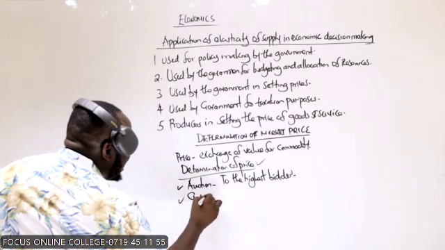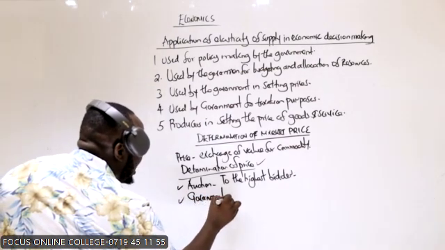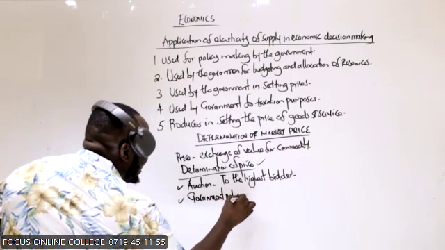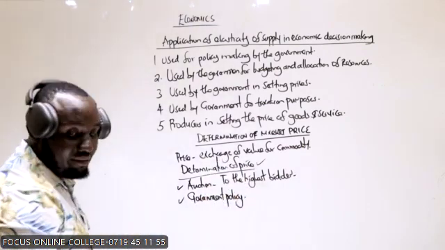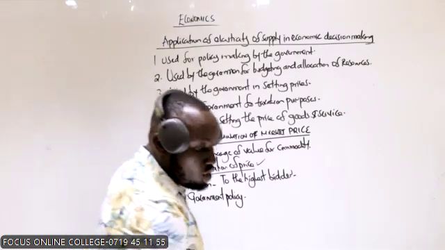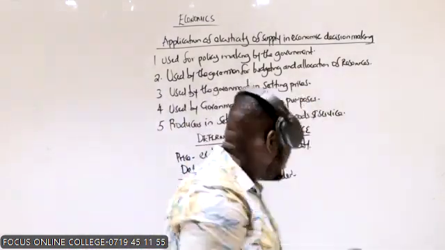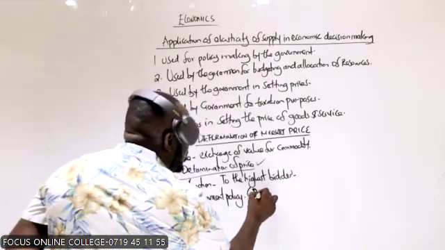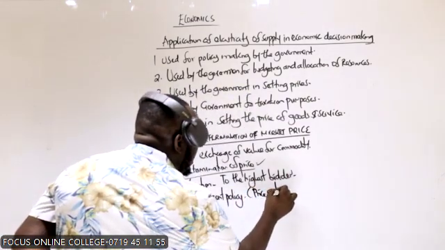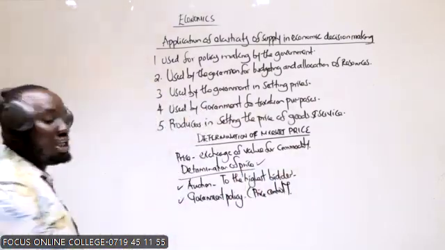Then we have what we call government policy. The second is government policy. So what is government policy? One of the policies we call price control.